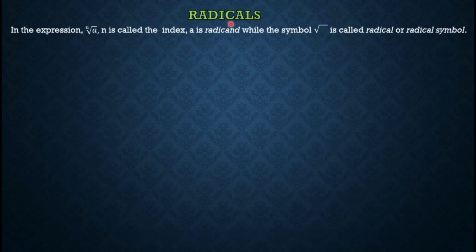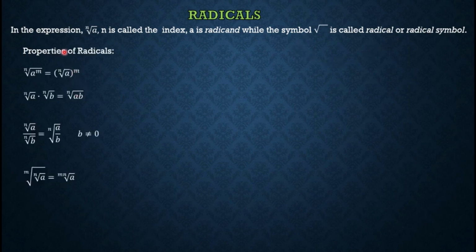Let's proceed to our topic, radicals. What is radicals? In the expression n root of e, n is called the index, e is the radicand, while the symbol is called radical or radical symbol. These are the properties of radicals.